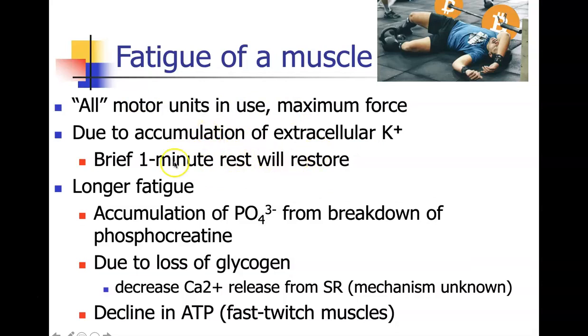So we can get fatigue with all motor units in use, but then you can restore that pretty quickly. Longer fatigue, though, is because of an accumulation of PO4 from breakdown of phosphocreatine, or due to loss of glycogen. When you lose glycogen, you get a decrease in calcium release from the SR, but we don't know the mechanism of how that works. We just know that when you have a loss of glycogen, you get this decrease in calcium. Longer fatigue can also happen because of a decline in ATP. So you can have multiple ways in which you get longer lasting fatigue in muscles.